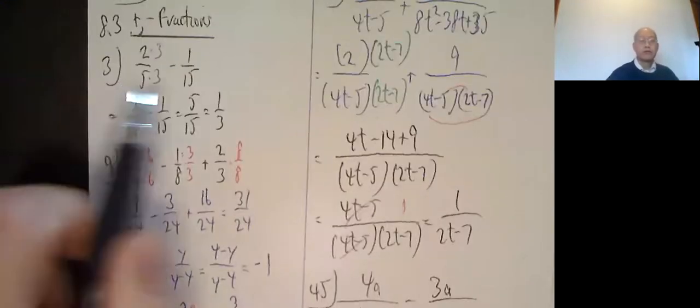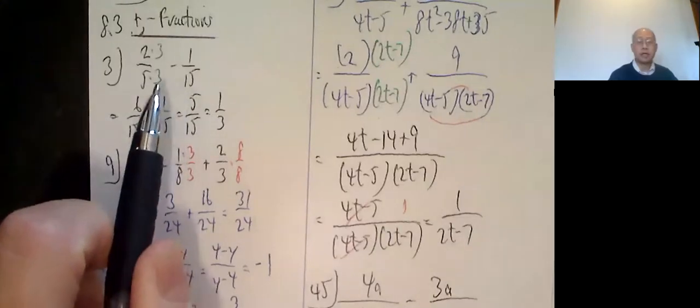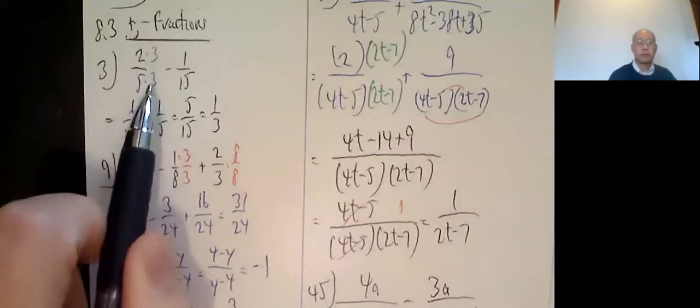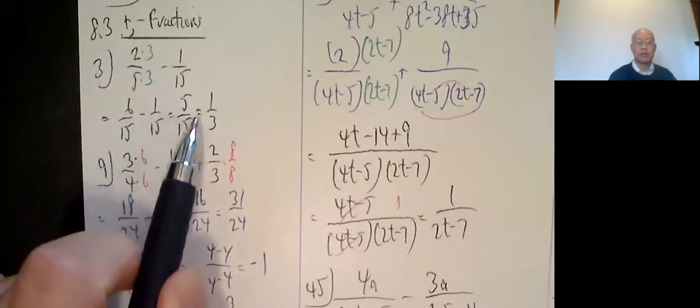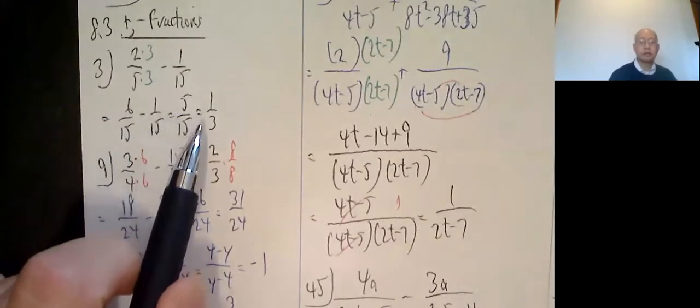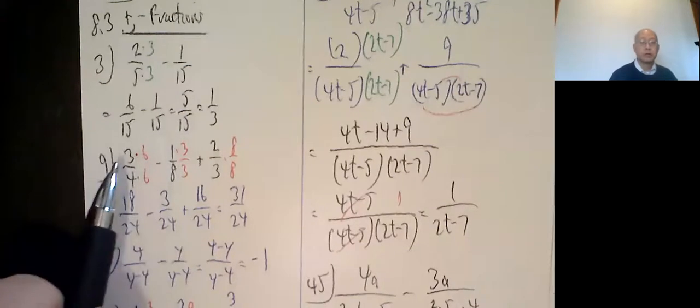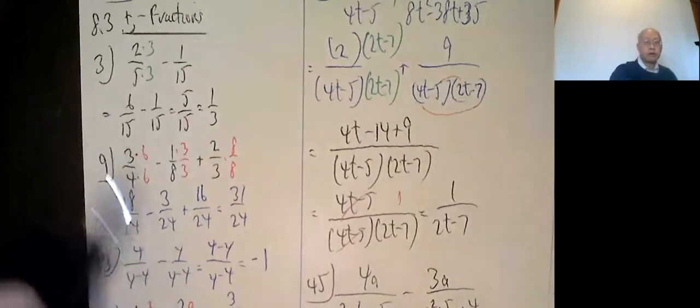So 2/5 minus 1/15, got to get a common denominator, multiplied by 3 over 3. 6 over 15 minus 1 over 15, 5 over 15, which is 1/3. So the name of the game is get a common denominator. Okay. Temporarily ignore the red.